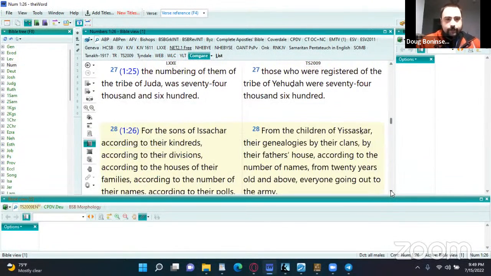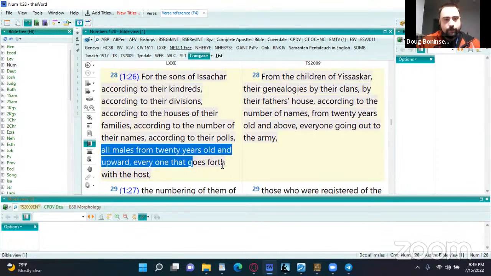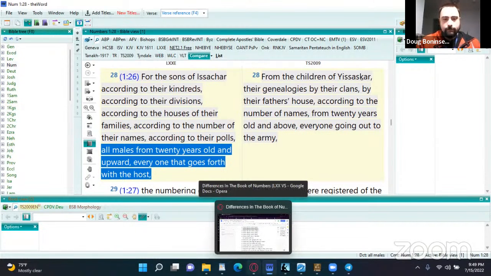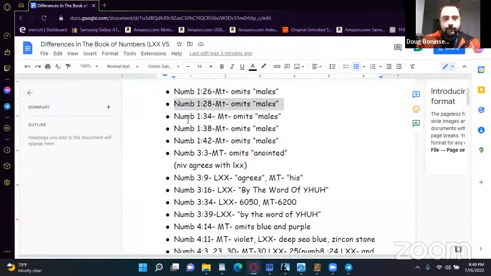So it says, for the sons of Issachar, according to their kindreds, according to their divisions, according to the houses of their families, according to the number of their names, according to their polls, all males from 20 years old and upward, everyone that goes forth with the army. So again, all males. No mention of males again in that verse. So we're going to move on here. I'm going to try to go through all these here.